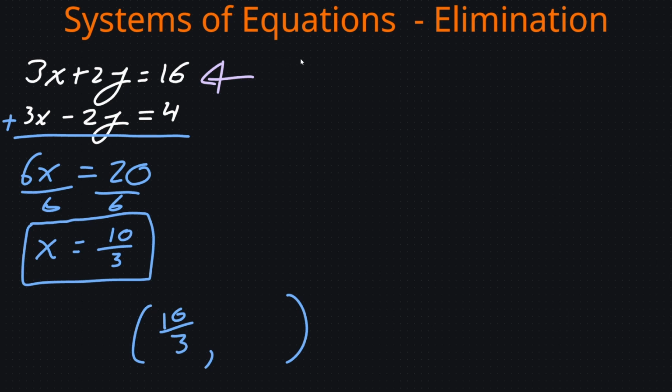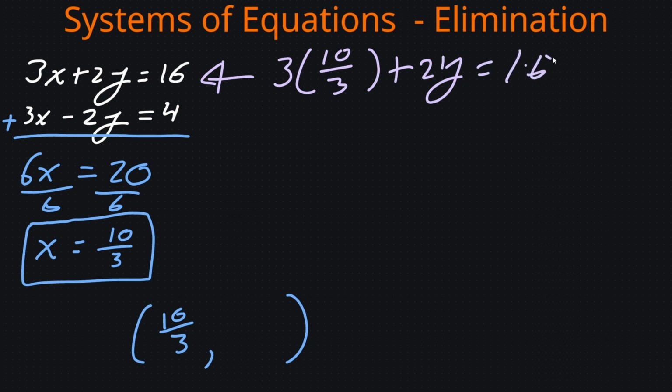So when I plug it in, I still write the 3. I put a parentheses, and then I replace my x with the 10 over 3. I'm replacing this x variable here. And then I write the rest exactly as was. Plus 2y is equal to 16. Now I'm going to solve for my remaining y variable here.